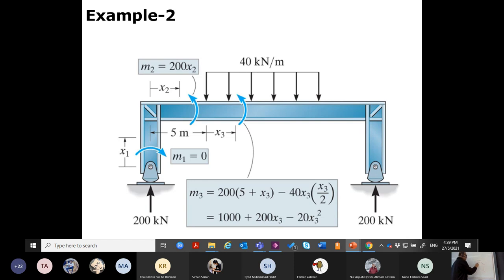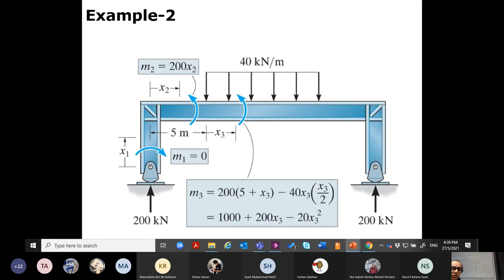So we can say x3, which will be from this point onward, right? If you can recall from there. So for this region, it will be x2, right? So the moment equation will be 200 times x2, right? Because there is no other force, only this 200 into x2, right? So this is from this point to this point. And for this point, either you can take x3 from here or you can take x3 from there, right? Because we will again consider this reaction.